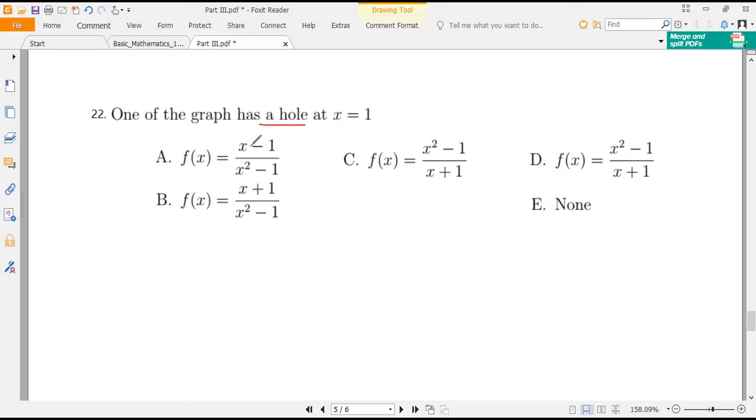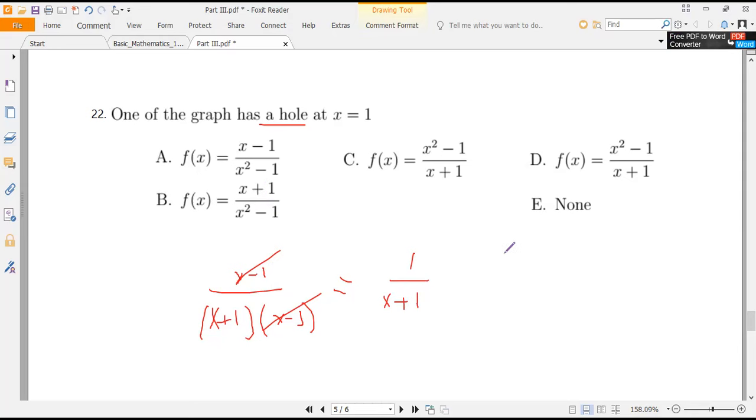So f of x is equal to x minus 1 over x squared minus 1. X squared minus 1 is x plus 1 times x minus 1, so x minus 1 will be cancelled by this one. What's left is x plus 1. Clearly, x equals 1 is a hole here.